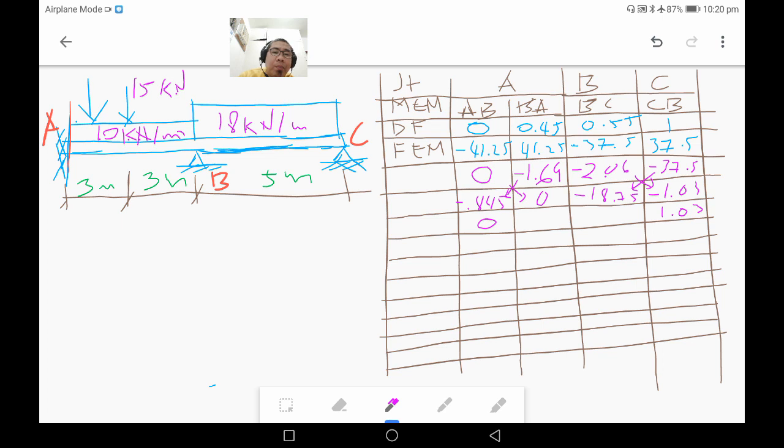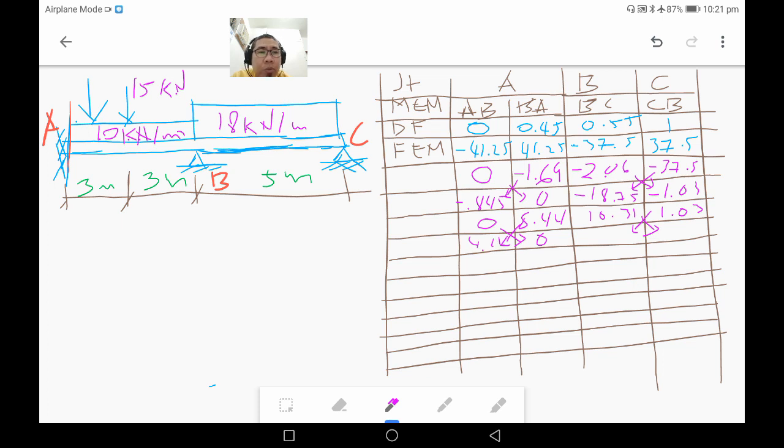So, ibig sabihin, may imbalance ka na 18.75. 18.75 times 0.45, that is 8.44. So, this is 8.44. Pag times mo naman ng 0.55, that is 10.31. Okay? So, yon yung 10.31, bigay mo naman yung kalahati. Kalahati nito, 0. Kalahati ng 8.44 is 4.22.